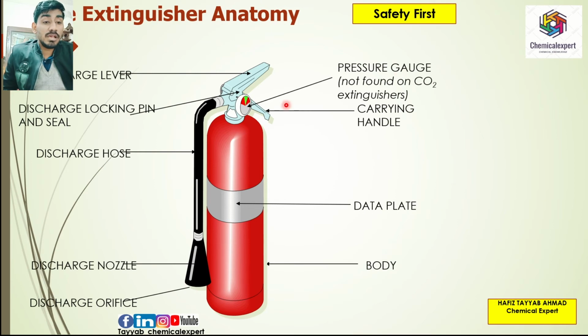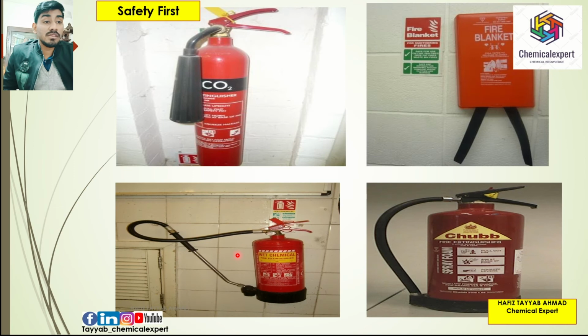Over here is a pressure gauge, which helps to indicate whether this fire extinguisher is active or not. This is a carrying handle, and on this part you can see the data mentioned: what kind of fire extinguisher it is, and which type of fire extinguisher should be used for which fire. And this is the body of the fire extinguisher.